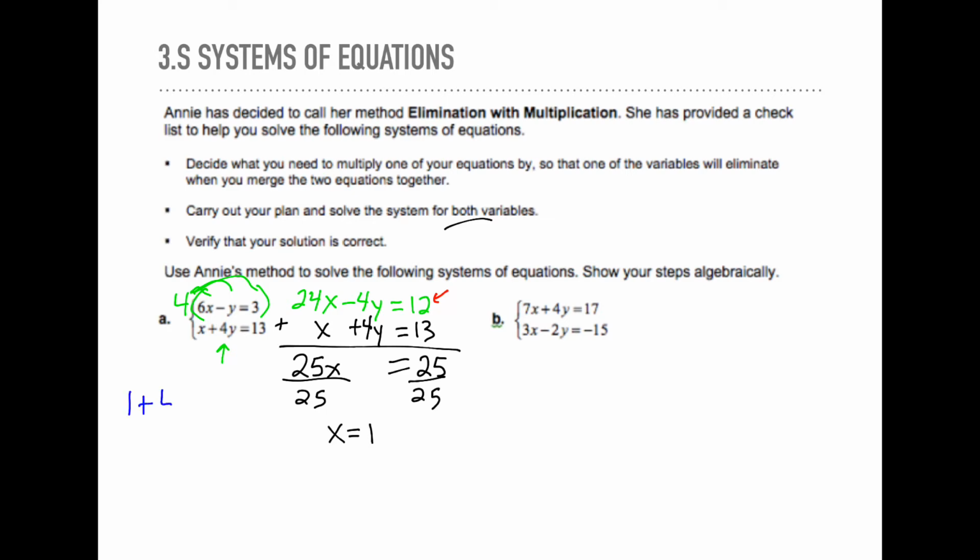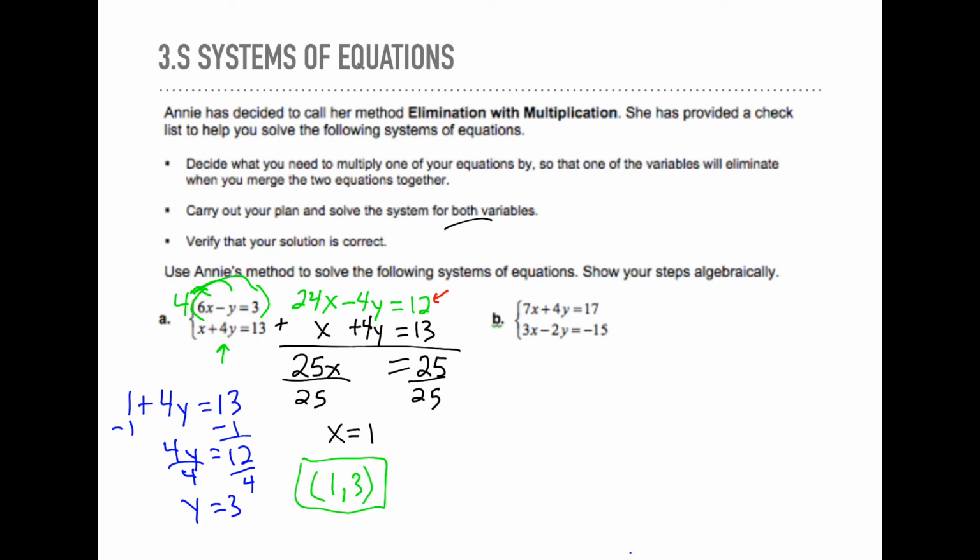So 1 plus 4y is equal to 13. Subtract 1, subtract 1. 4y is equal to 12. When I subtract that, divide by 4, divide by 4. And last but not least, y equals 3. So I get my answer of 1, 3.